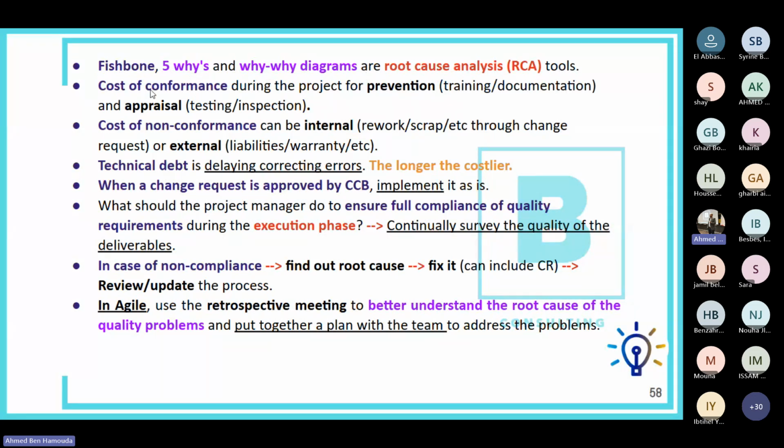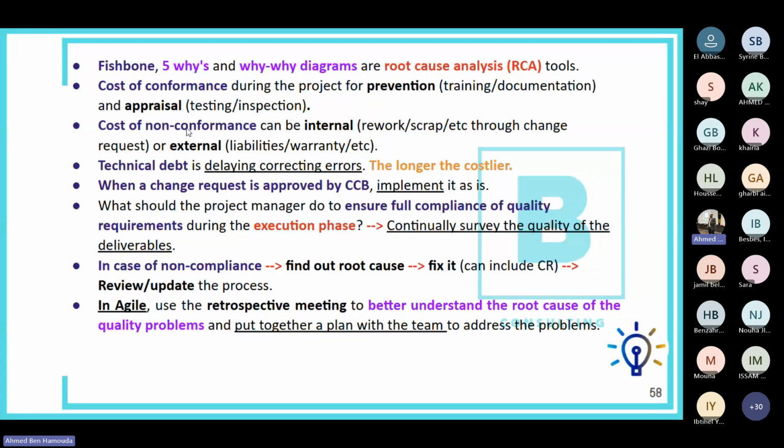Also, PMI encourages being conformant to the quality that was requested, but to be conformant, that comes with a cost. So there is a cost of conformance that happens during the project in order to prevent bugs or errors. Okay, and that can be done through providing adequate training to the team, having the proper documentation in place, and also doing some appraisals, some performance testing or some inspections.